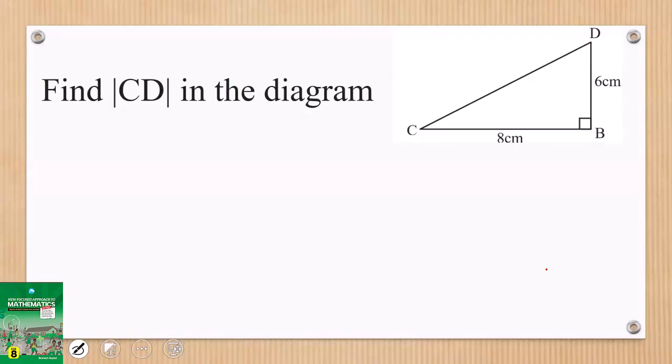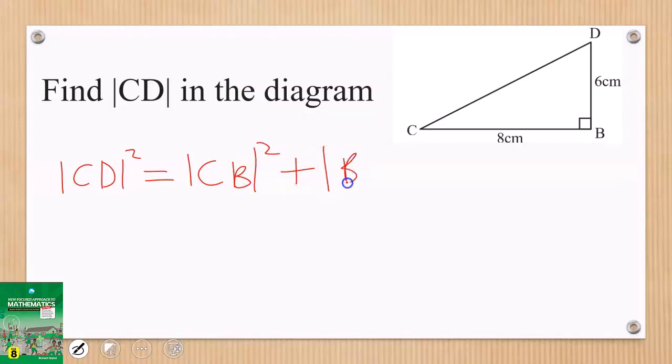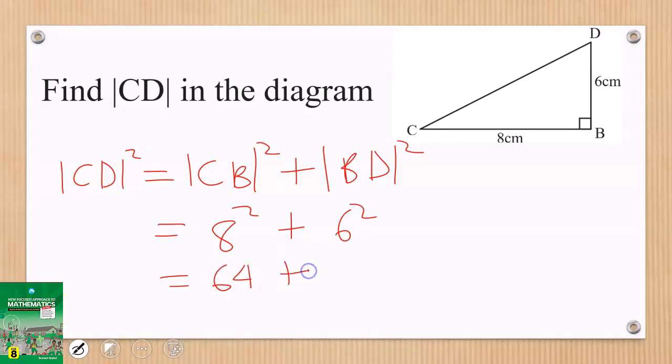And so, by Pythagoras theorem, the longest side squared is equal to the sum of the squares of the two other sides, CB and BD. We know that CB is given as 8, so 8 squared, and BD is given as 6, so 6 squared. Now when we simplify this, what is 8 squared? That means 8 times 8, and 8 times 8 will give us 64, right? And then 6 times 6 will give us 36. When you put these two together, we have 100.